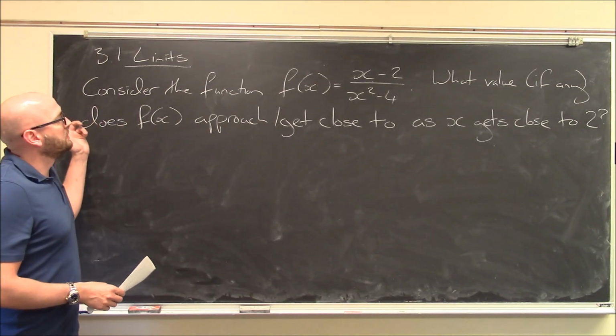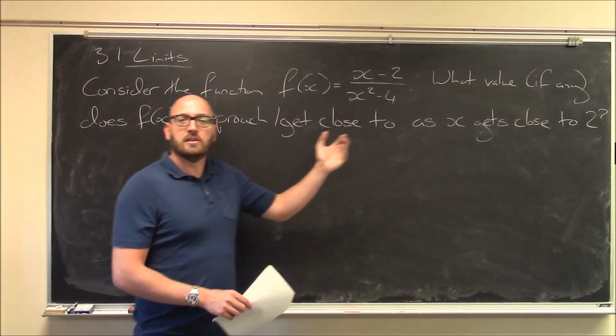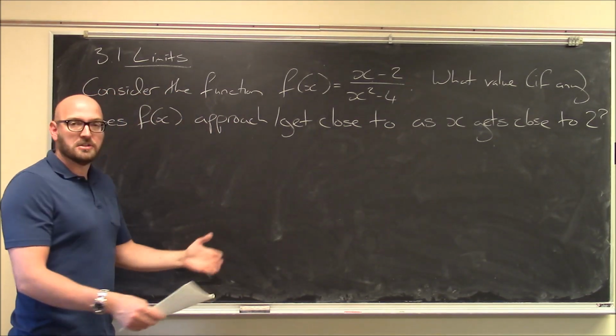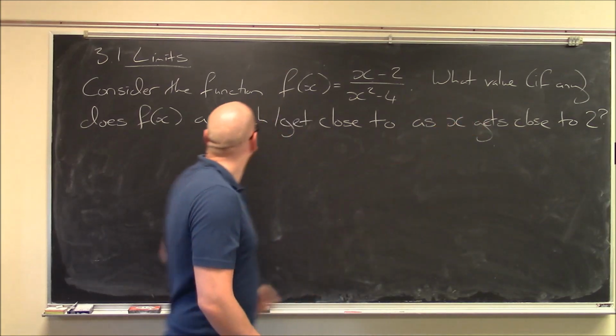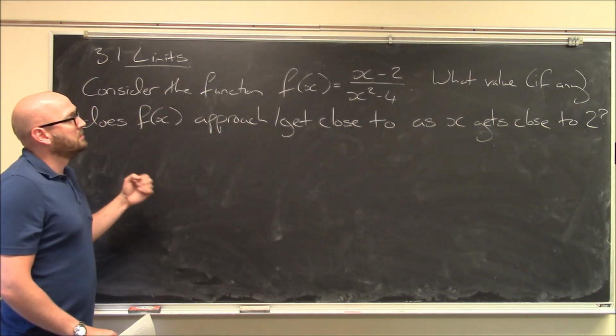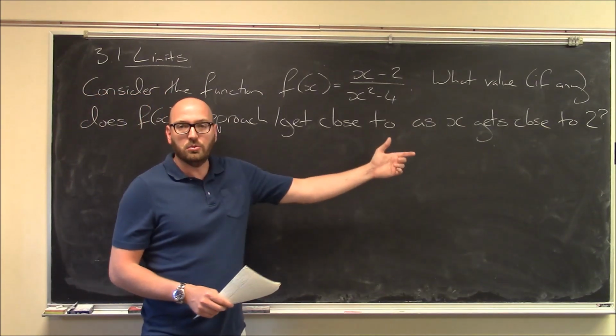So here's our function. We consider the function f of x is going to be x minus 2 over x squared minus 4. Right, a nice rational function. The question is, what value, if any, does f of x approach or get close to as x approaches or gets close to the value 2?